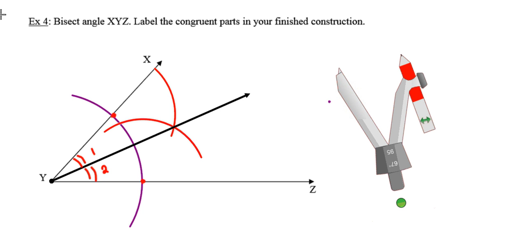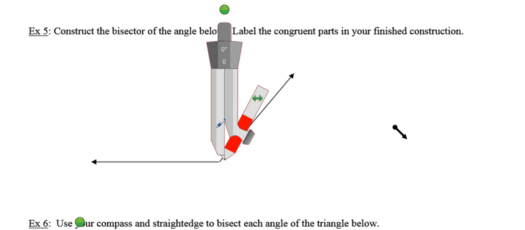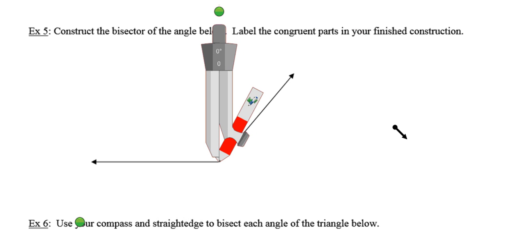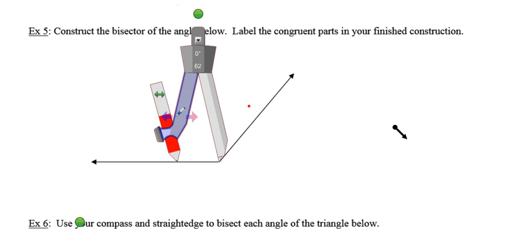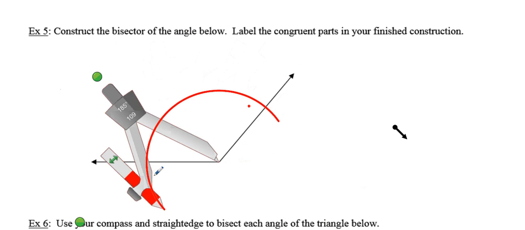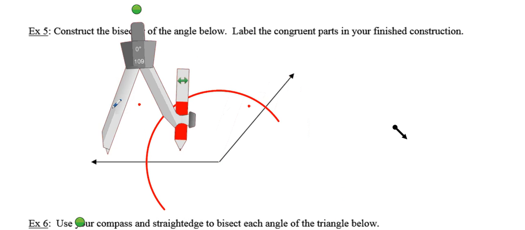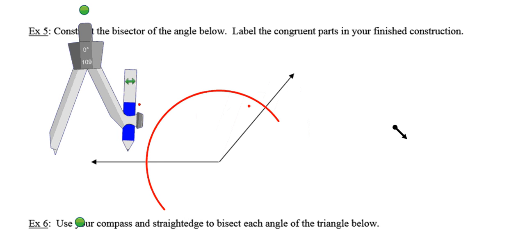All right, let's jump up to the top of the next page and let's try another one. Number 5 says construct the bisector of the angle below. Label your congruent parts in your finished construction. So I'm going to jump in here. I'll toss the point of my compass on the vertex of the angle. And again, you can stretch this compass out so it's any convenient compass setting. But when you draw this arc, it has to be a nice big arc that intersects both sides of your angle. Because we're going to take those points of intersection, and those are going to become the centers of our new circles. So I'm going to pay close attention to where those arcs intersect.